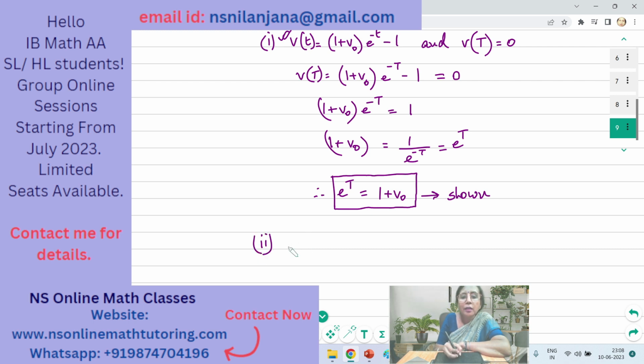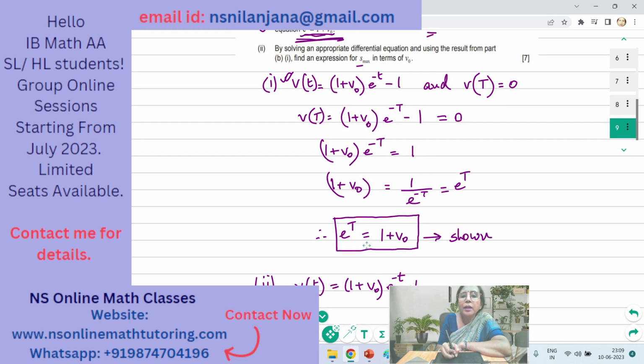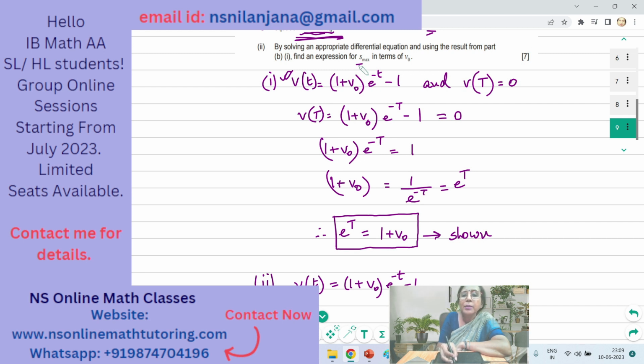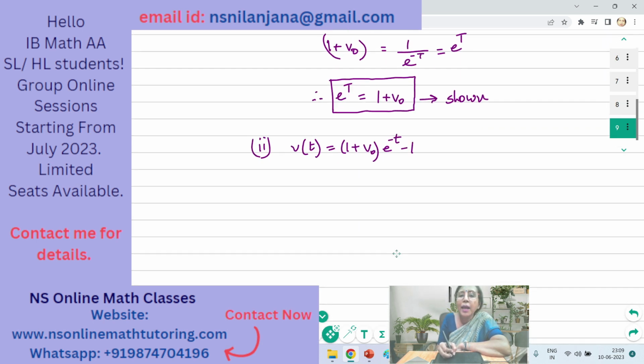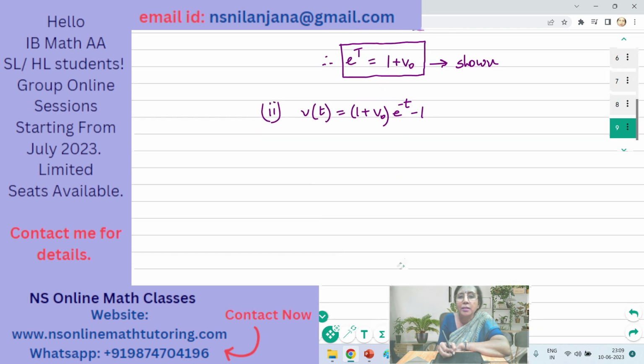I'm just copying the expression and then I'll be scrolling. e to the power of negative t minus 1, and we are required to get the expression for S max in terms of V0. And S max will be happening when time t equals capital T. So first of all, let us write this V of t as ds dt.